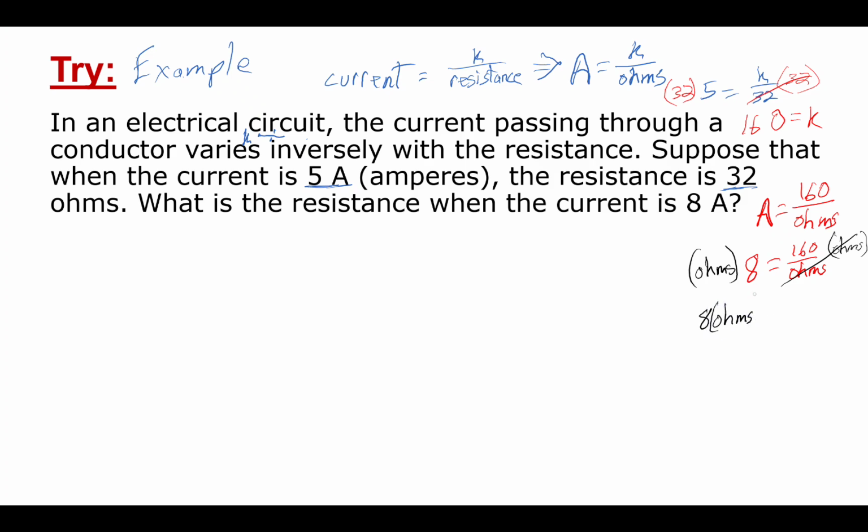And remember, ohms is a unit at this point. Oops, ohms is a variable. It's equal to 160. So then I just divide by 8. That goes away. I end up that the ohms, or the resistance, is equal to, 8 goes into 16 twice, so 20. So this is going to equal 20 ohms.